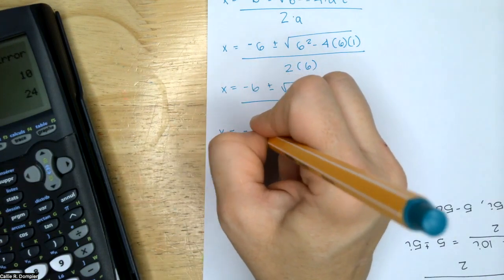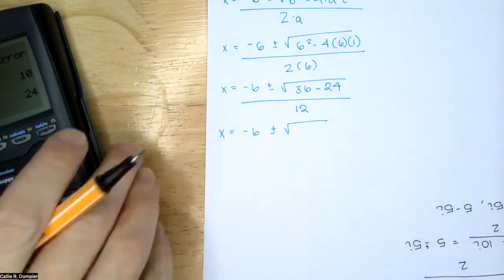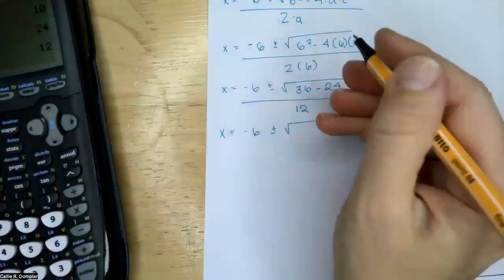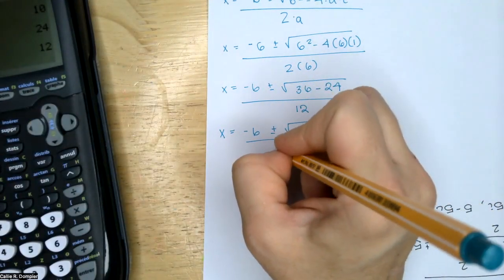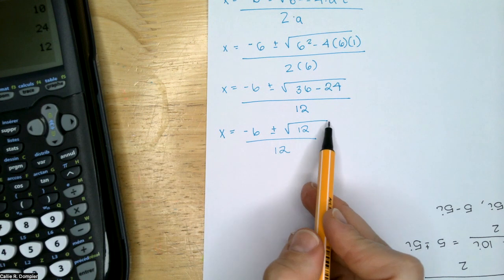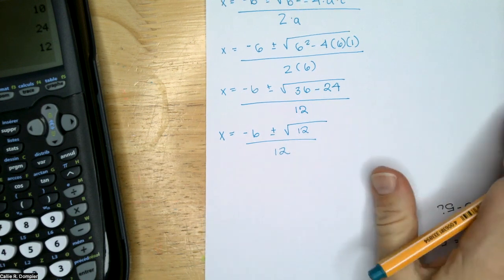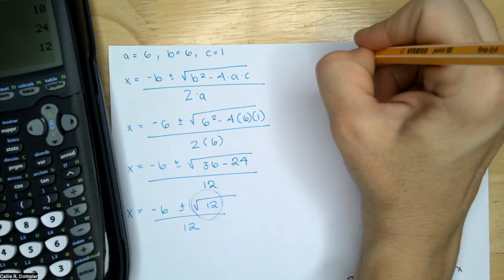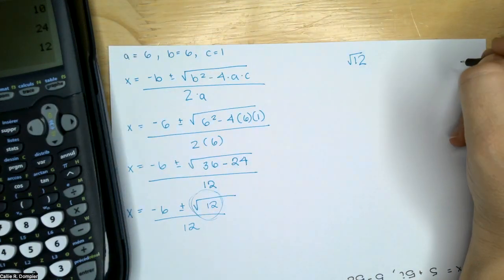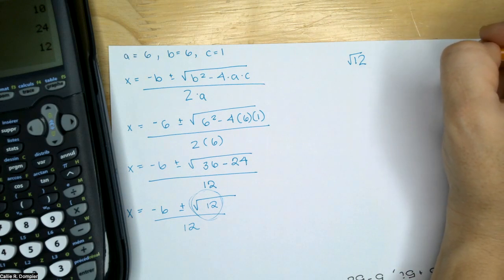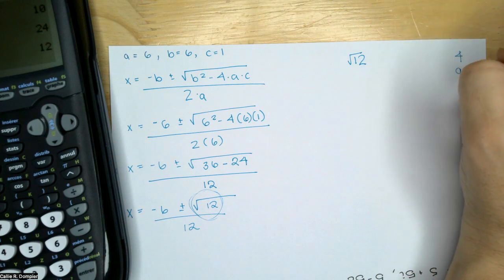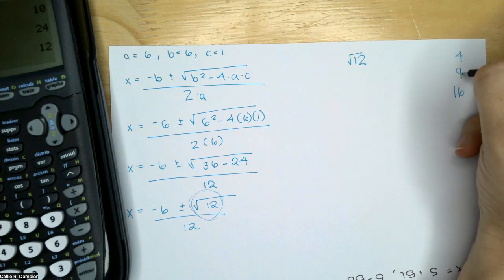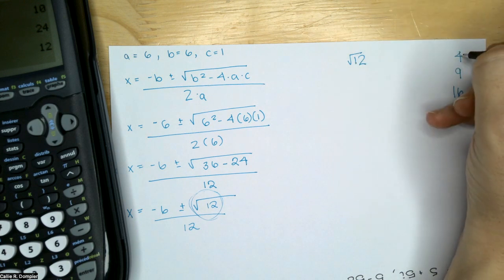X equals negative 6 plus or minus 36 minus 24 is 12. So we have negative 6 plus or minus the square root of 12 over 12. Again, we're first going to simplify under the radical. We have square root of 12, and we want to think of how many perfect squares we can pull out of 12. 2 times 2 is 4. 3 times 3 is 9. 4 times 4 is 16, right? 16 is too big. 12 divided by 9 is not going to give us a whole number. 12 divided by 4 is going to give us 3.